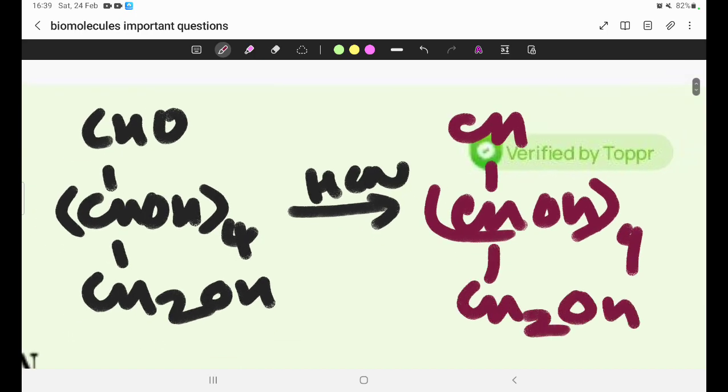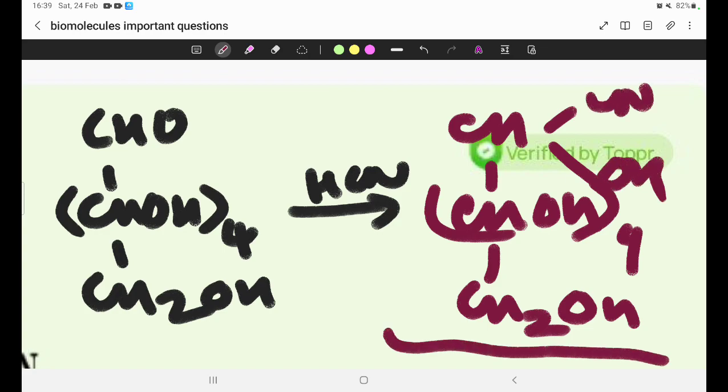CH2OH. Make two bonds like this. One will be OH, one more will be CN. The CN should come above. One will be CN and this will be OH. This is called glucose cyanohydrin.